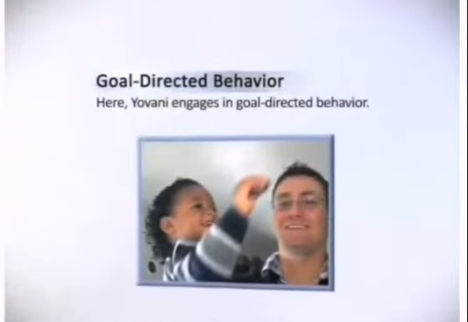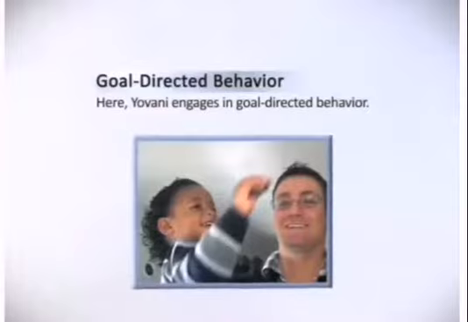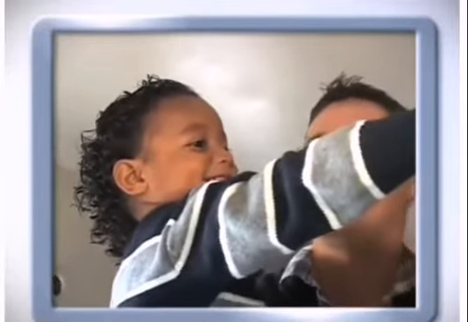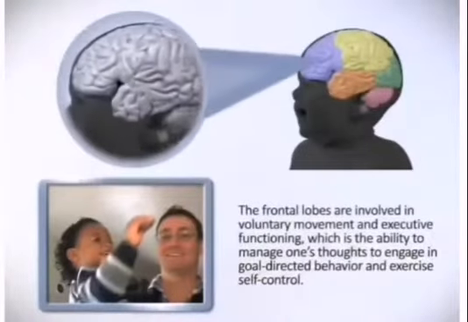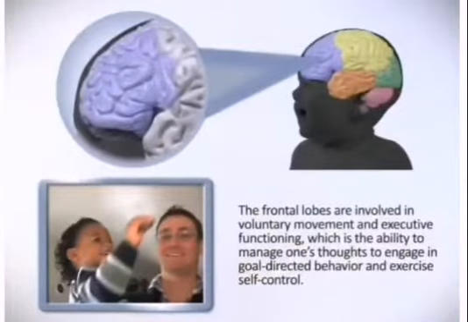Goal-directed behavior. Here, Giovanni engages in goal-directed behavior. Cookie, please. The frontal lobes are involved in voluntary movement and executive functioning, which is the ability to manage one's thoughts to engage in goal-directed behavior and exercise self-control.